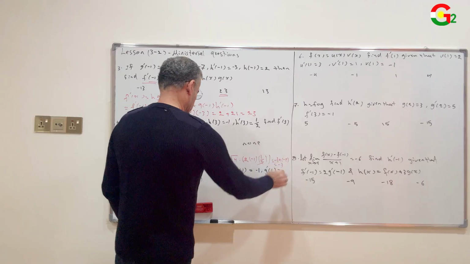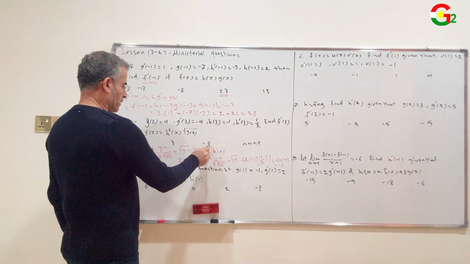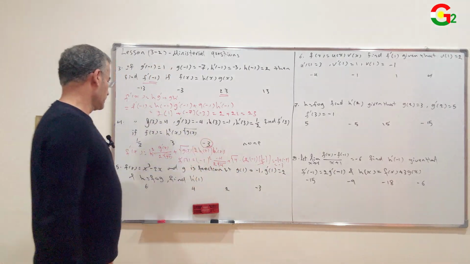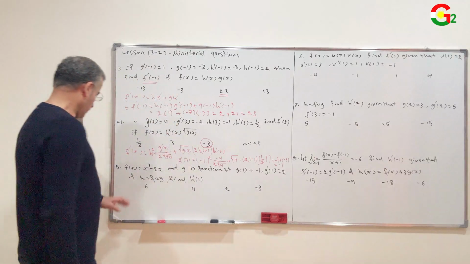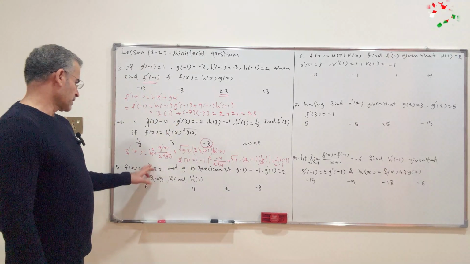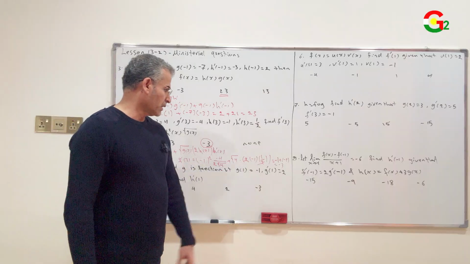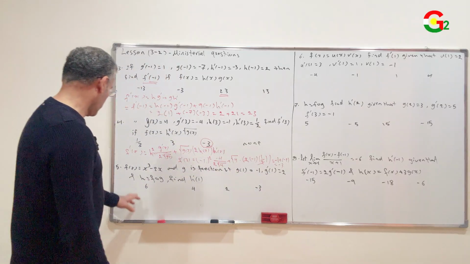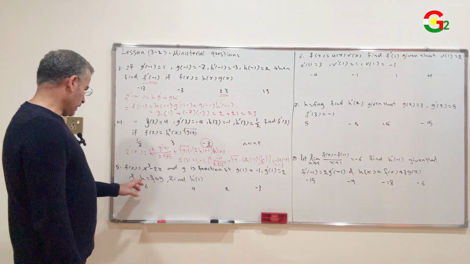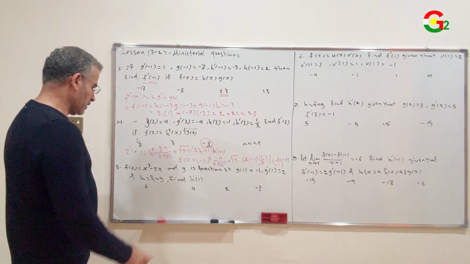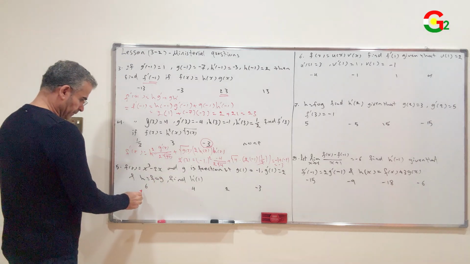Then the answer is -3. Choice C. Question number 5. f of x equals x to the power 3 minus 2x, and g is a function such that g of 1 equals -1, g prime of 1 equals 2. h equals f of g, find h prime of 1.